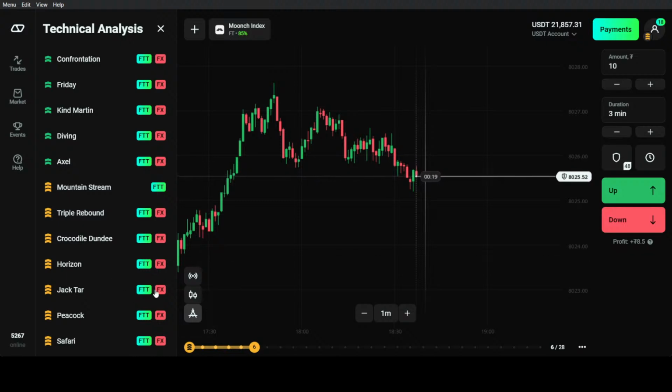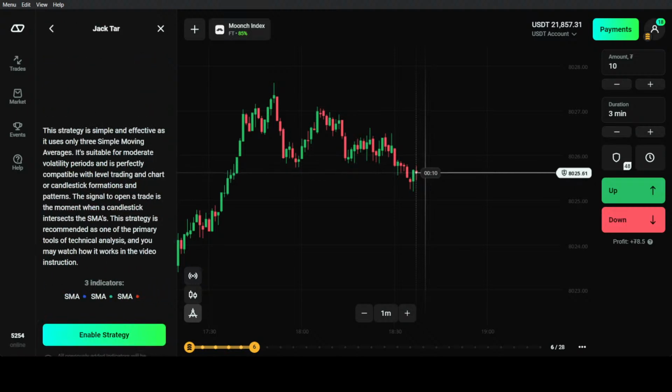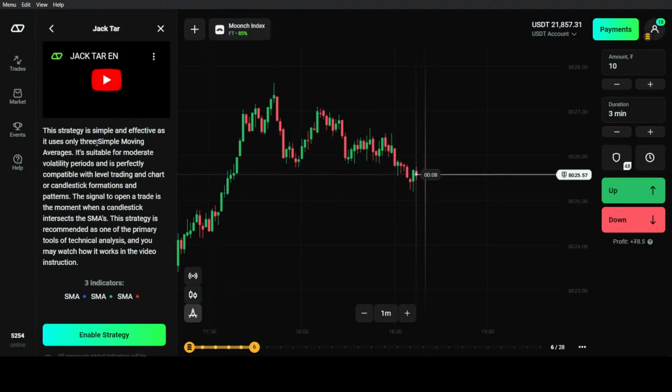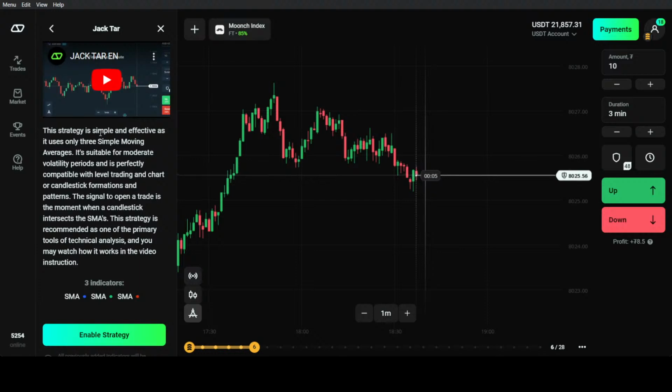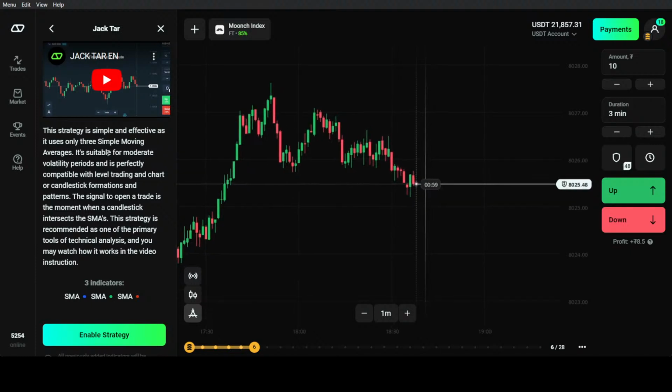This strategy can be used in fixed time as well as forex, but I normally trade in fixed time. People who trade in forex can also use this. Now, what is the Jack-Tar strategy? This strategy is simple and effective as it uses only 3 SMAs. It has only one indicator, the SMA, but all of them are at different settings. It's suitable for moderate volatility periods and is perfectly compatible with level trading and chart or candlestick formations and patterns.